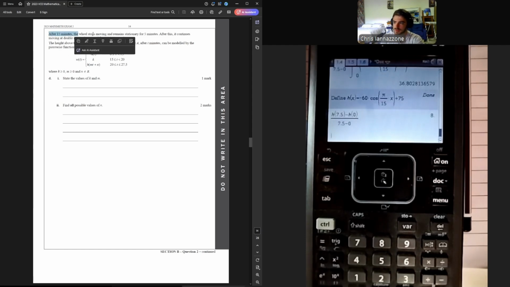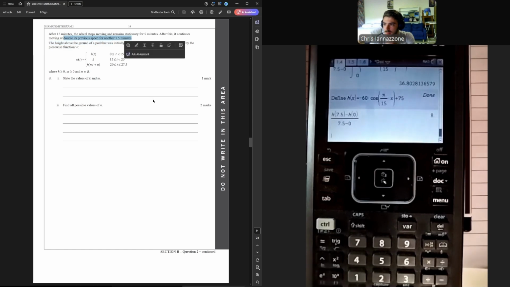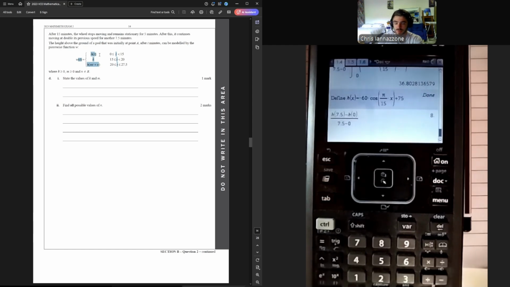Well, we're told after 15 minutes, the wheel is going to stop moving and remain stationary for a further 5 minutes. And then after that, it's going to double its speed. This new function that we have here is the new function that describes the height of the pod with this new scenario. So we can see it exactly matches up to what the scenario was saying. For the first 15 minutes, nothing has changed. It's still just h of t. Then for the next 5 minutes after that, we've got a constant value, k. Makes sense because it was stationary at that spot.